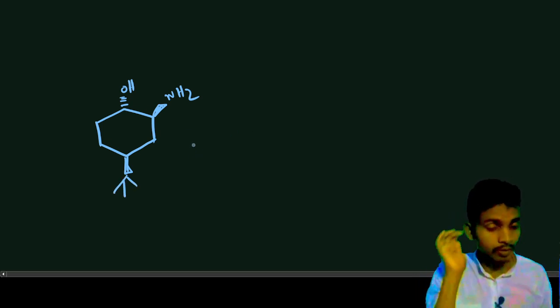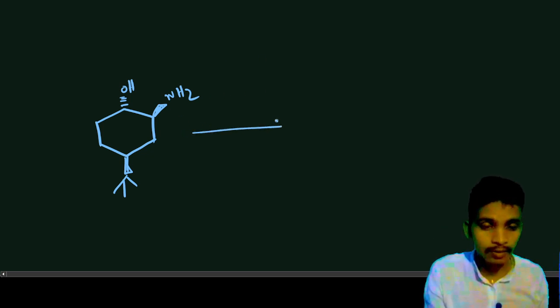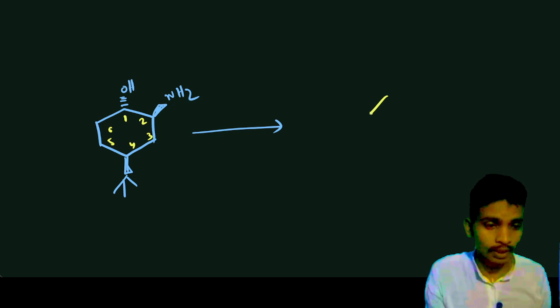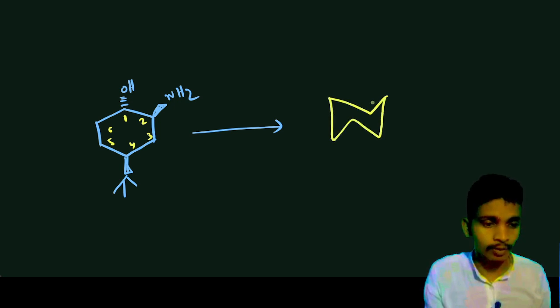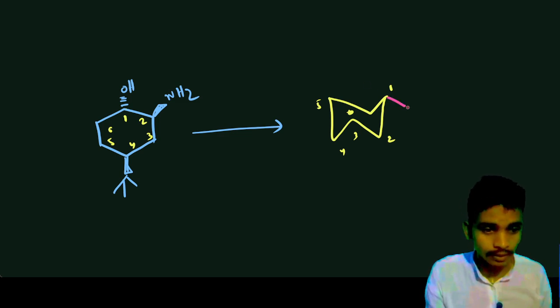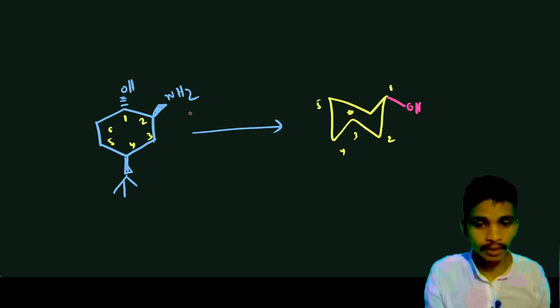Okay, so correct order of substituent means that we name it 1, 2, 3, 4, 5 and 6. I have converted it, and let me name this 1, 2, 3, 4, 5 and 6. See that this OH is on the downside, so I will keep it on the downside here. Because this is down, and NH2 is on the above side, so I will keep that NH2 on the above side.